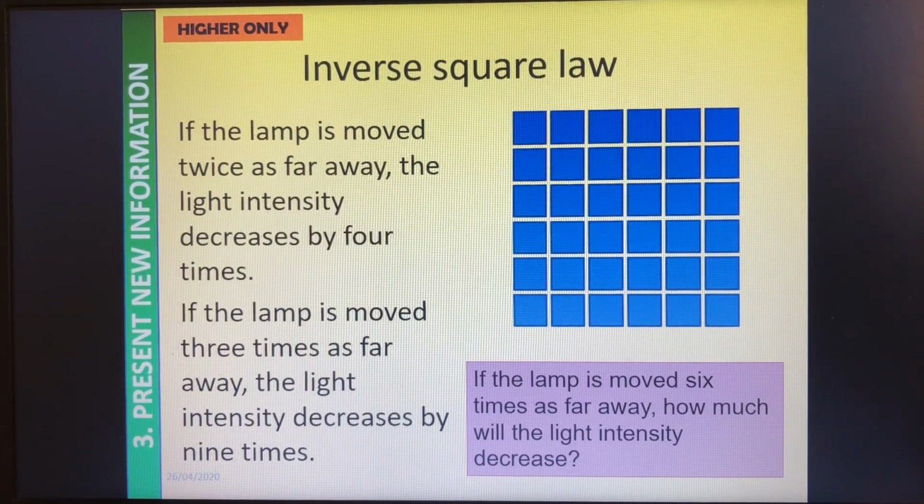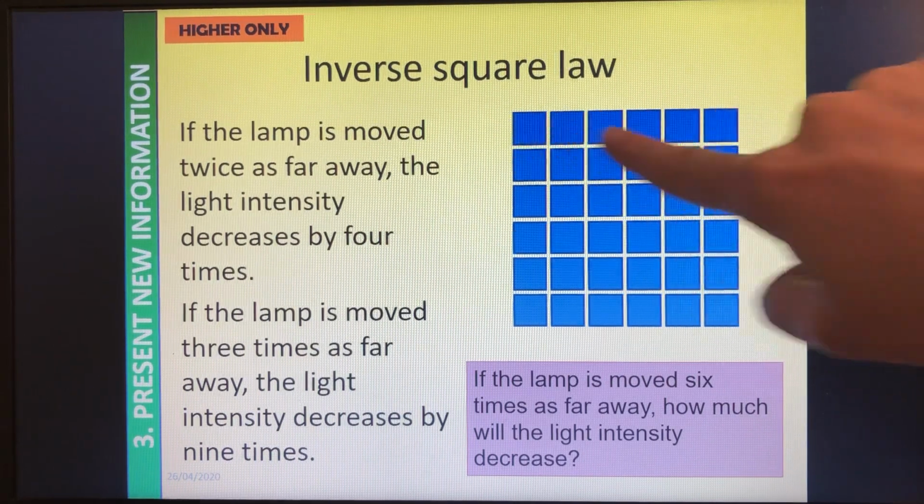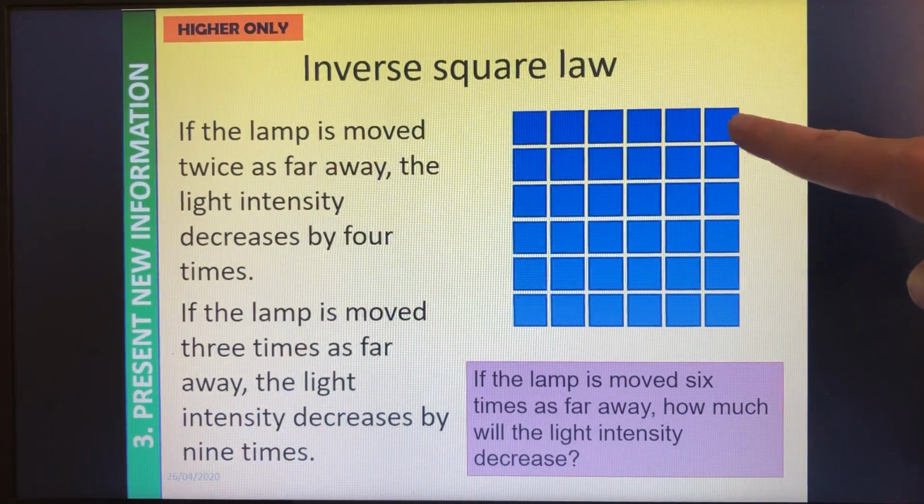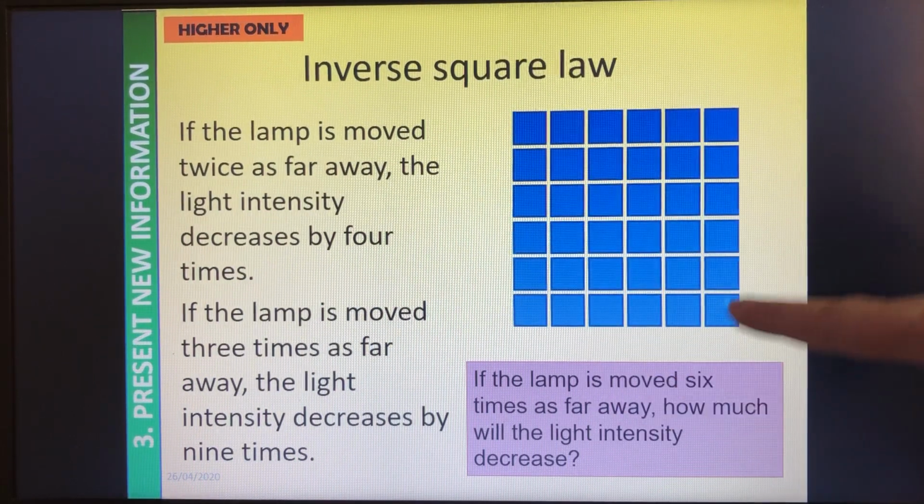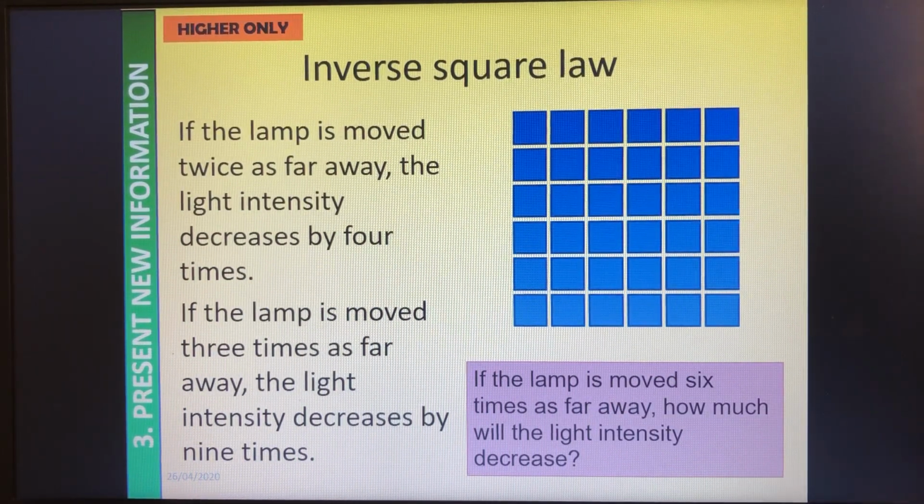Okay, so the question says, if the lamp is moved 6 times as far away, how much will the light intensity decrease? So it's moving 6 times the distance away, so 6 squared is how much less bright the light will be, and we call this the inverse square law. 6 squared is 36. So the answer is the lamp will be 36 times less bright than it previously was. Just something to try and get your head around.